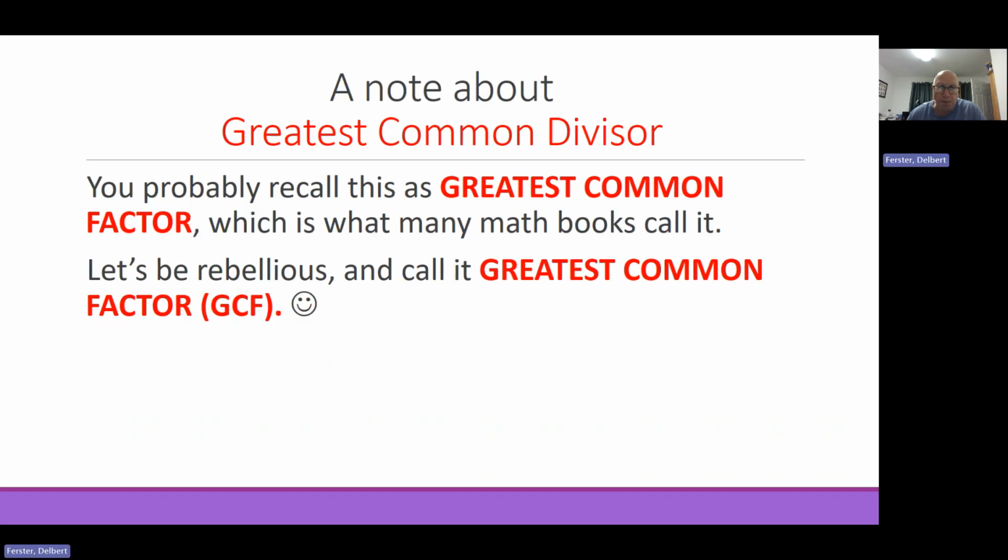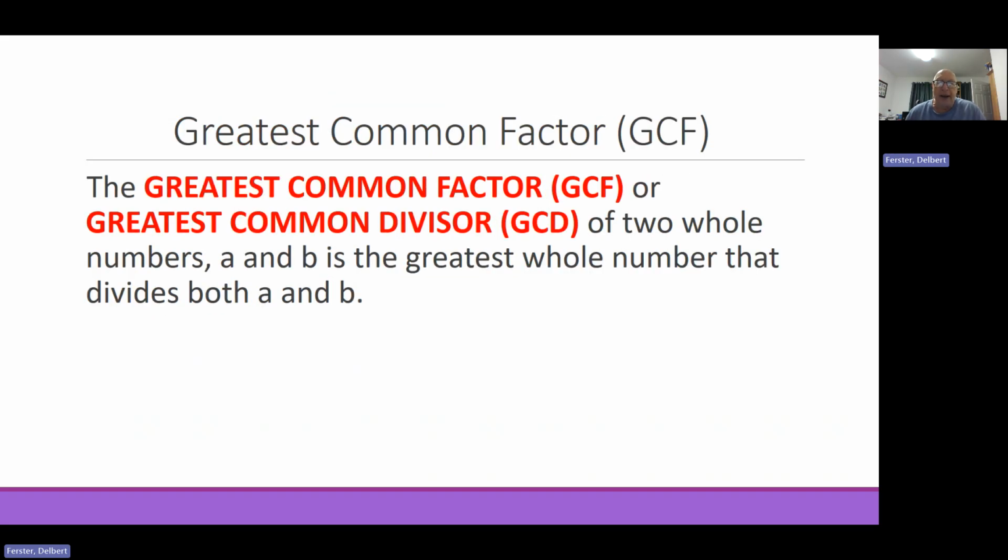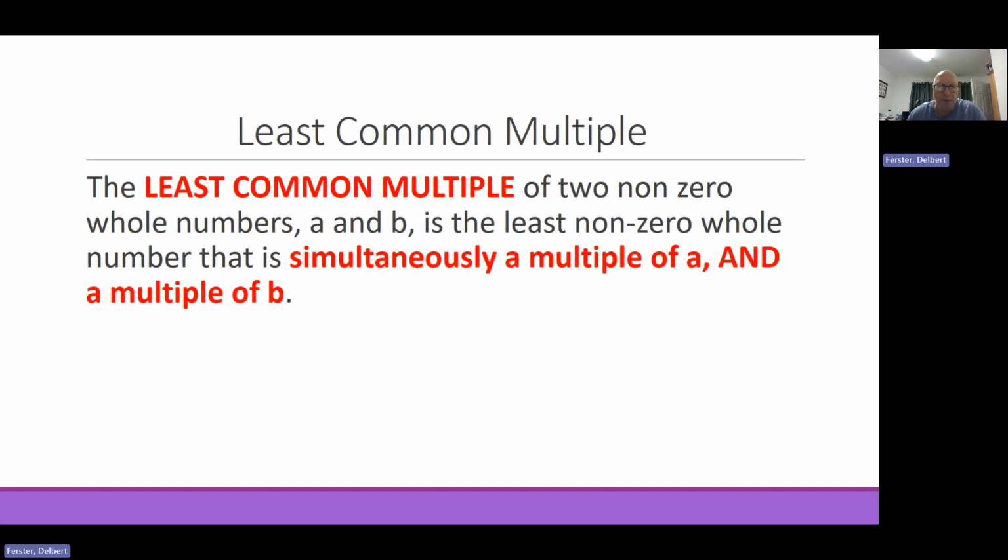Okay, so it can be your call. If you want to call it greatest common factor, I tend to go back to what I'm used to, and that's greatest common factor, greatest common divisor. Greatest common factor of two numbers, A and B, is the greatest whole number that divides into both A and B. So you're finding the biggest factor that the two values have in common.